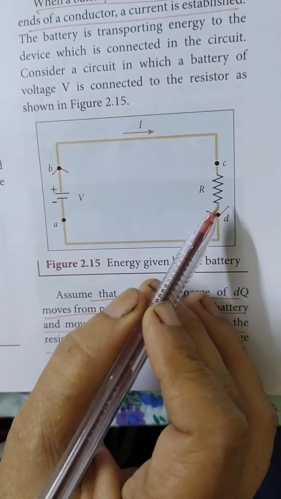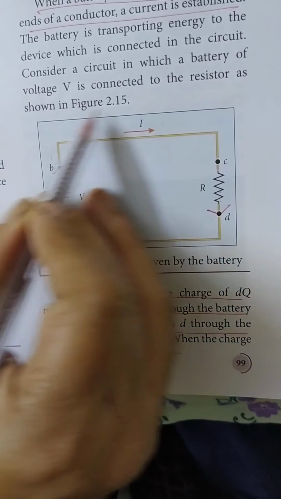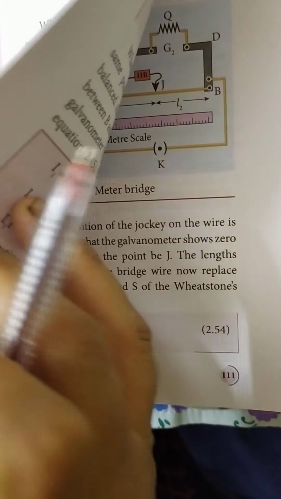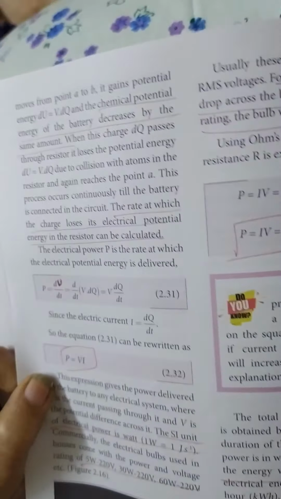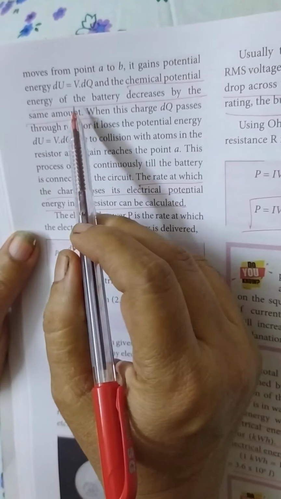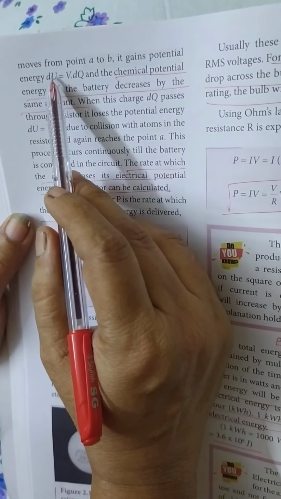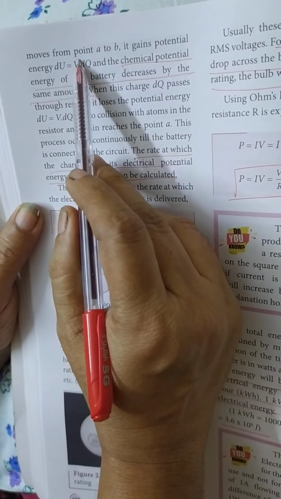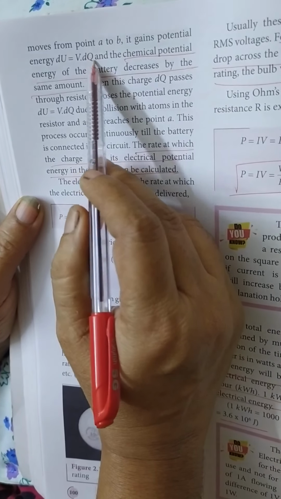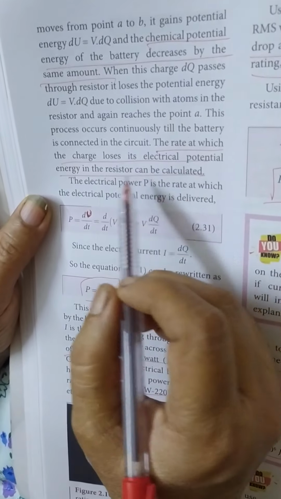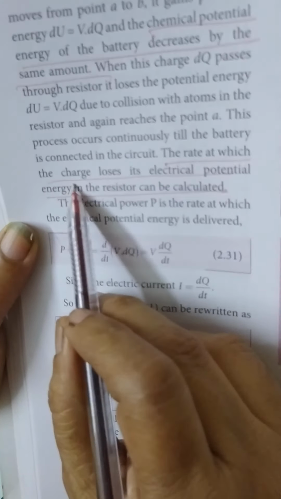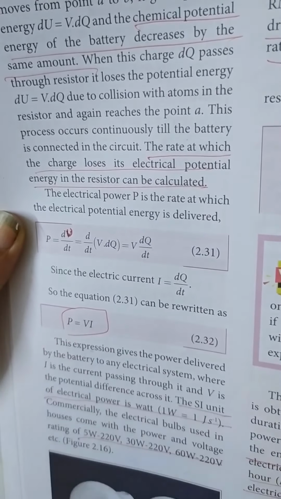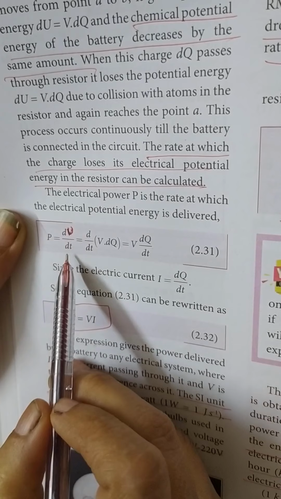Here the charge will lose the energy, and so the process will go on. The expression for potential energy is dU equal to V dq. Here dU is the change in potential energy, V is the potential and dq is the small charge. The rate at which a charge loses its electrical potential energy can be calculated in the following way. So here P is equal to dU by dt.